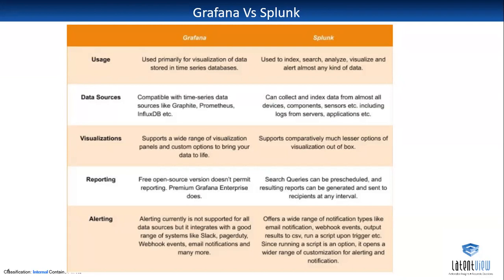Coming to the data source, Grafana is compatible with only a few data sources like Graphite, Prometheus, and InfluxDB. But Splunk, on the other hand, has the advantage of being compatible with almost every component. It can get data from IoT sensors, mobile phones, logs from servers, or from applications. So it can collect data from anywhere, visualize it, and index the data.